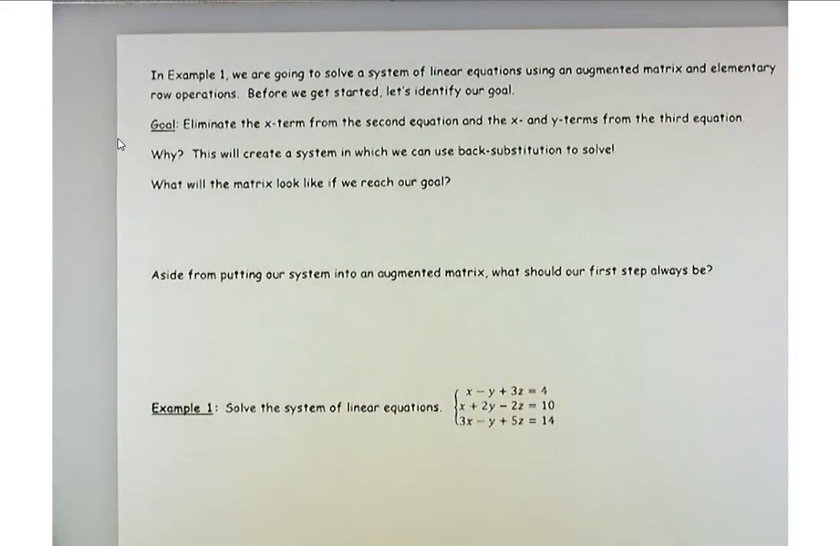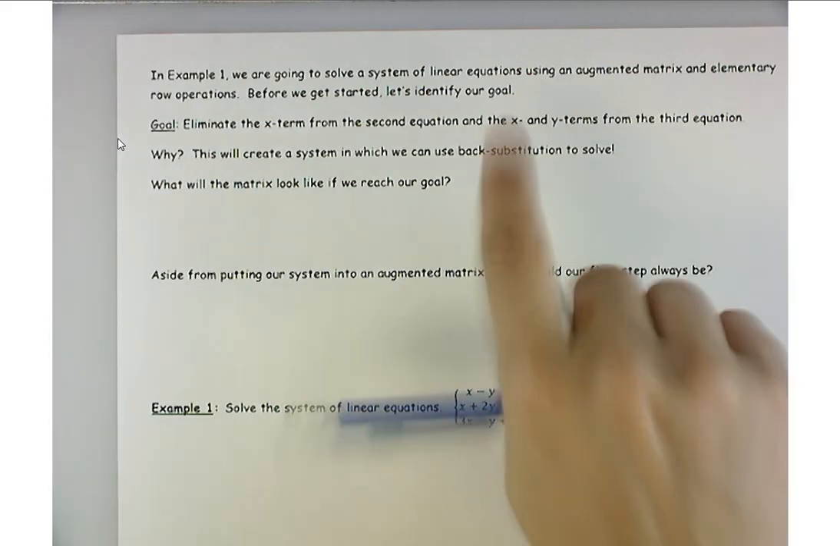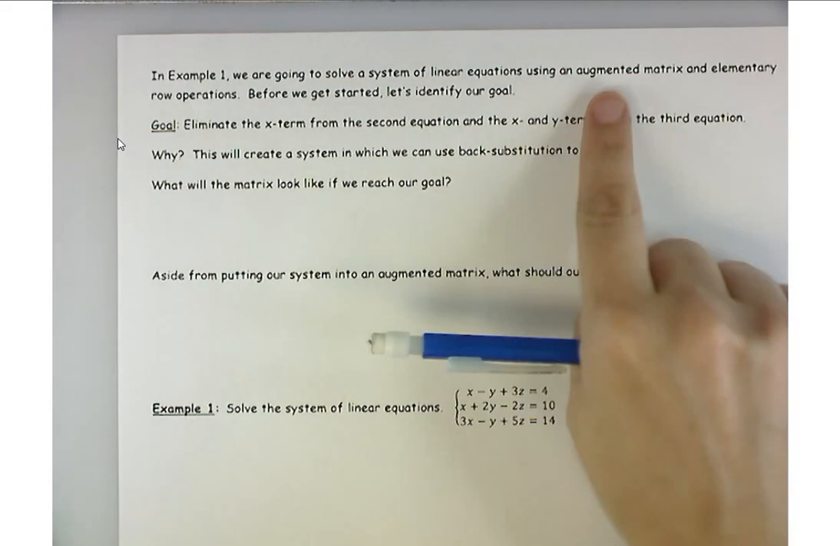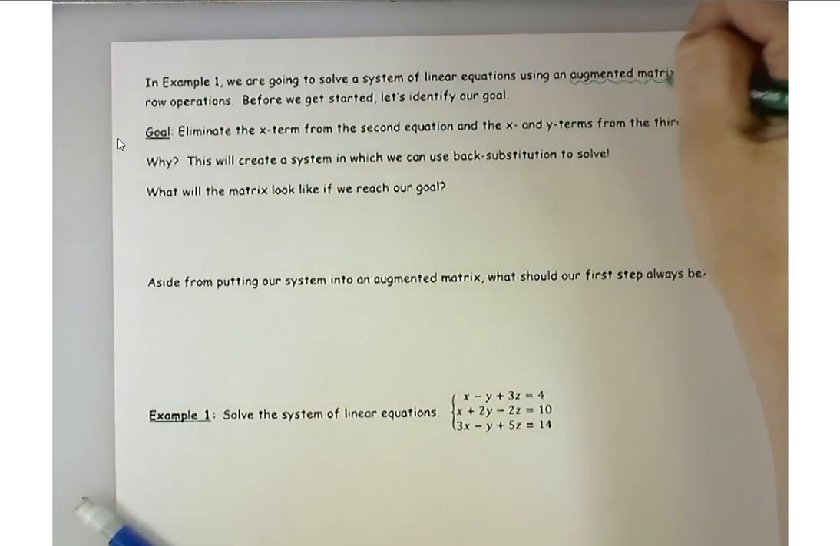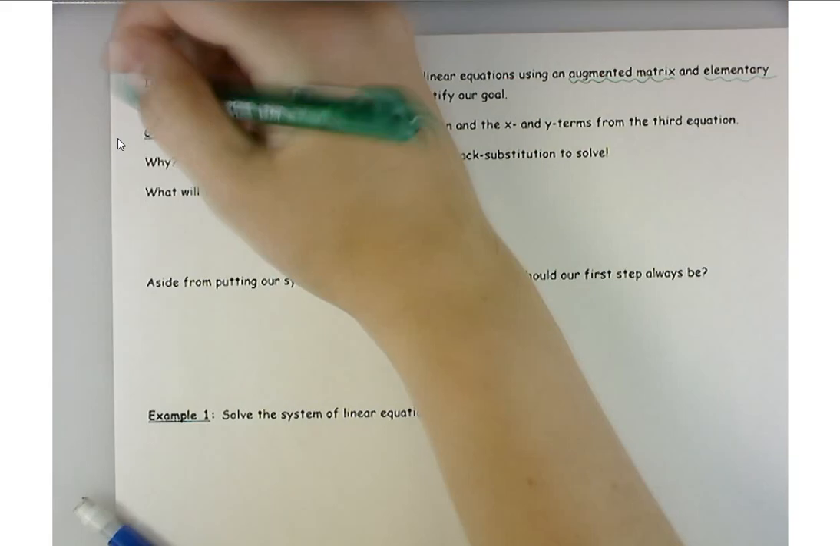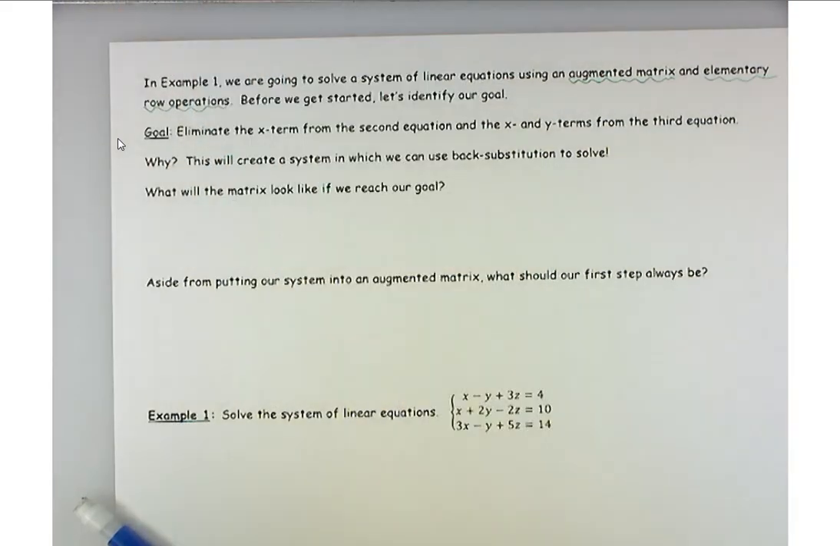Right, so in example 1, which we're going to do in just a second, we're going to solve a system of linear equations using an augmented matrix and our elementary row operations. Okay, so these were the key things that we said we were going to learn by the end of today. Before we get started, let's talk about what our ultimate goal is. And it's actually going to be similar to the goal that we had yesterday.